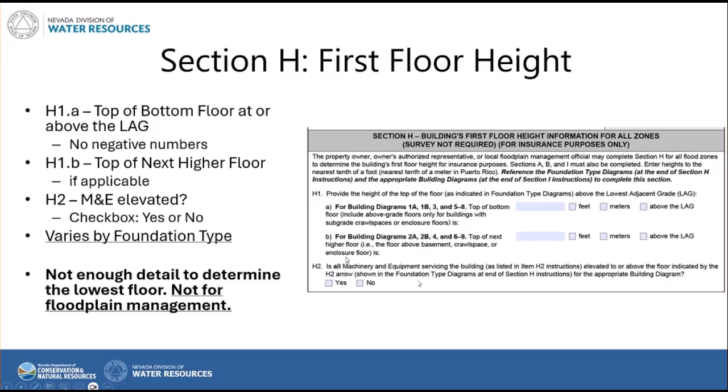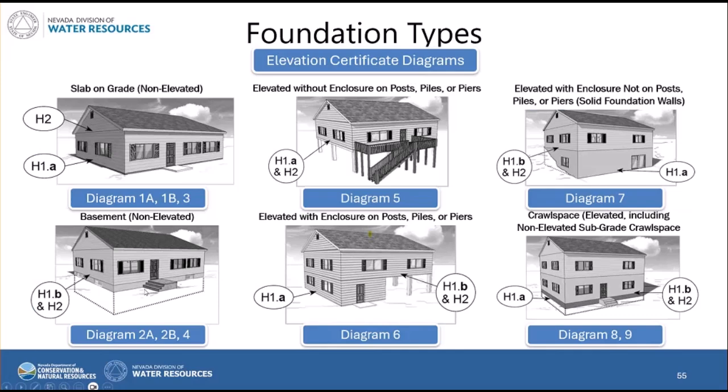And then again, there's just a simple yes or no checkbox. Is the machinery and equipment servicing the building elevated to or above the floor indicated by the H2 arrow? So the foundation type diagrams give an arrow that says if the machinery and equipment is elevated to this arrow, check yes. If not, check no. So if you've got a slab on grade building and the condenser pad's out here, it's not as high as the arrow, you'd check no.